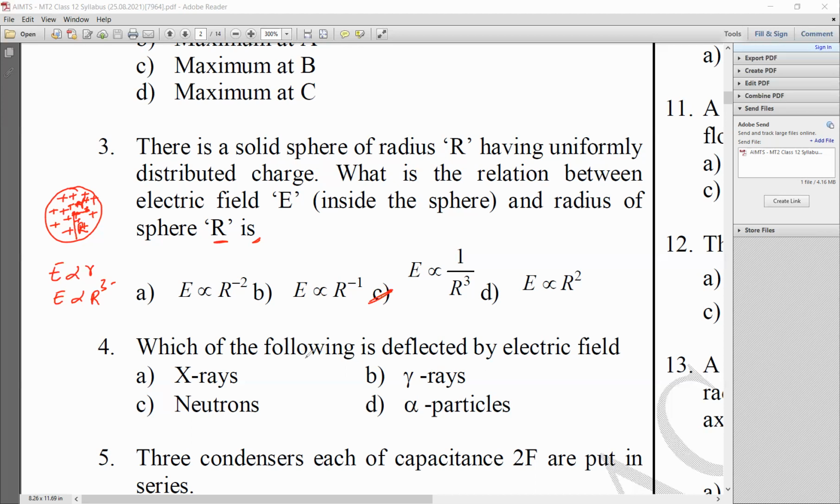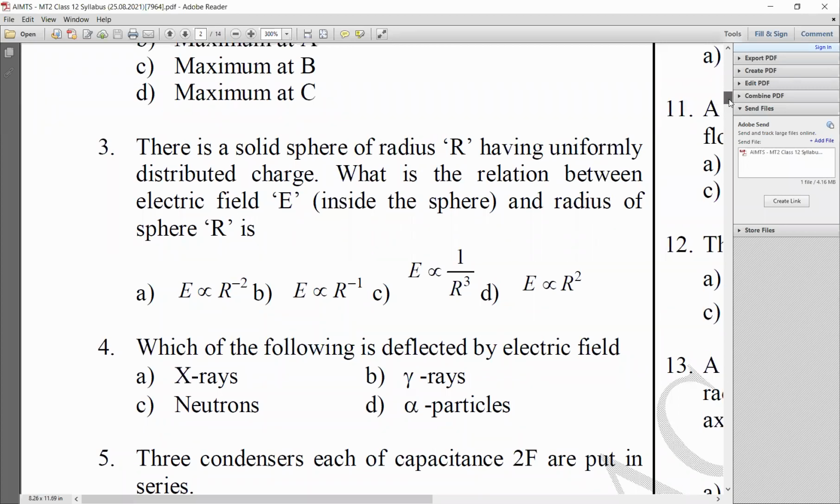Which of the following is deflected by electric field? Now, neutrons, obviously it won't deflect because it doesn't have any charge. Gamma rays, no, it won't deflect. X-rays, no. Alpha particle, yes. Alpha particle will be deflected by electric field. Next, number 4. Number 4 is done. Number 5.